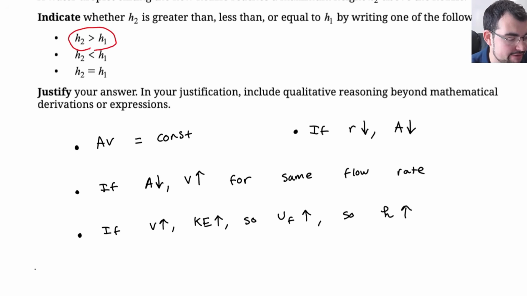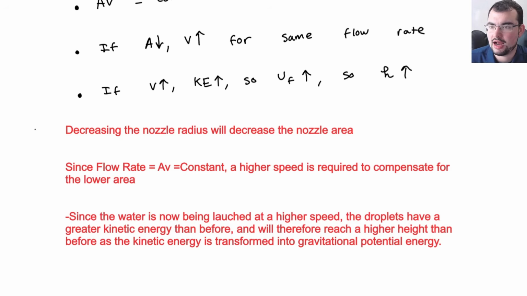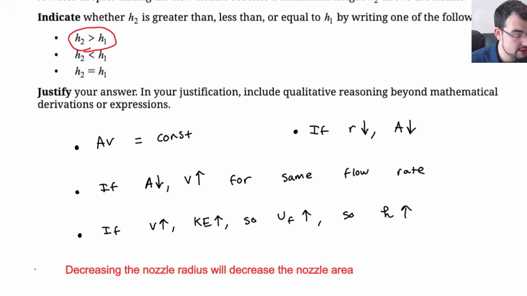But here's how I formalized it using a lot less equations. Decreasing the nozzle radius decreases the area. Since flow rate equals AV equals constant, a higher speed is required to compensate for lower area. So the water is being launched at a higher speed. The droplets have greater kinetic energy and will therefore reach a greater height than before, while the kinetic energy is transformed to gravitational. So you get a point for the checkbox.